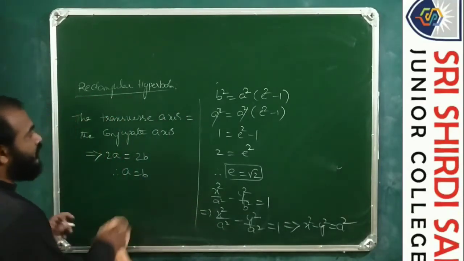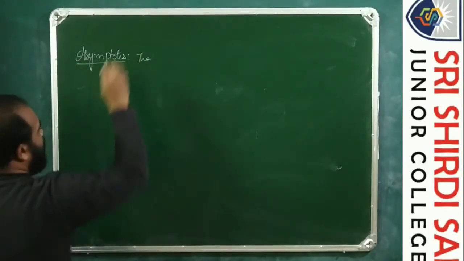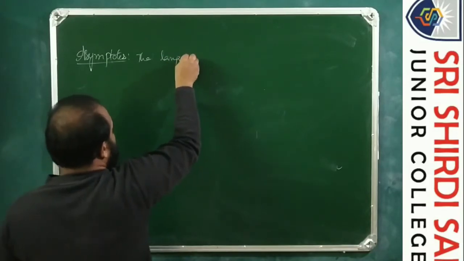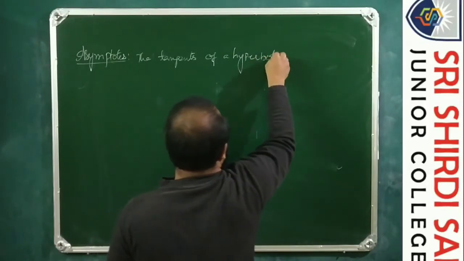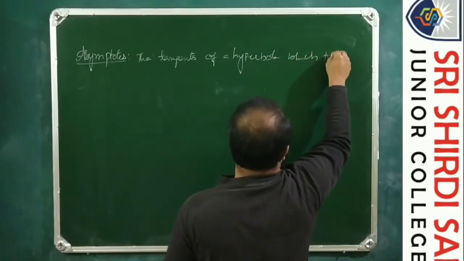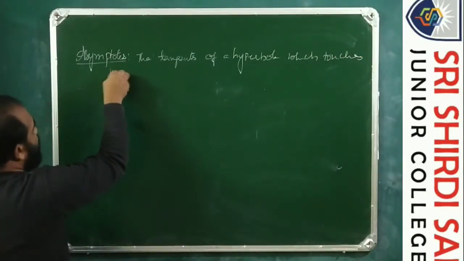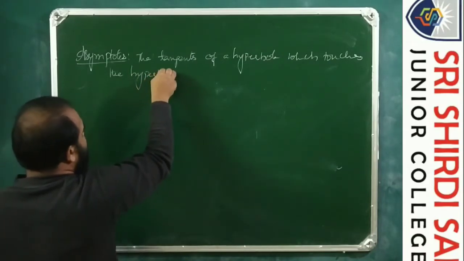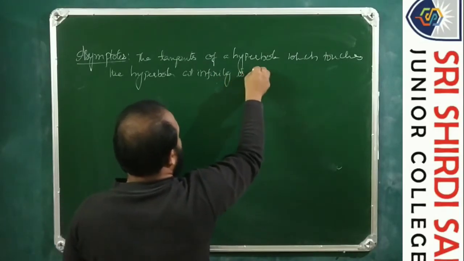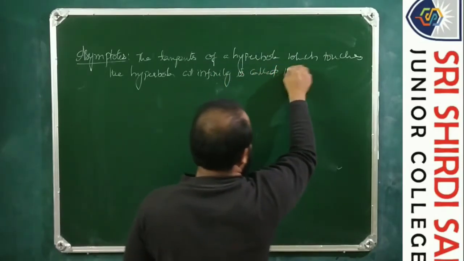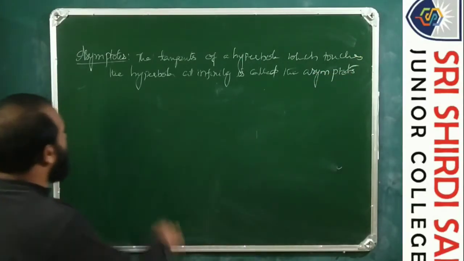And the next concept is the asymptotes. The tangents of a hyperbola which touch the hyperbola at infinity are called the asymptotes of the hyperbola.